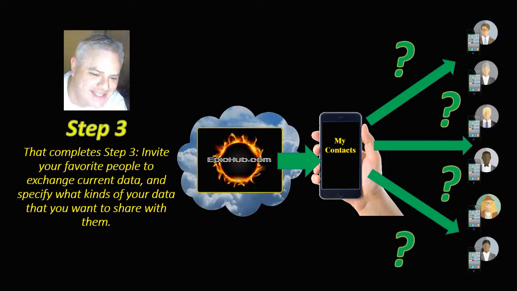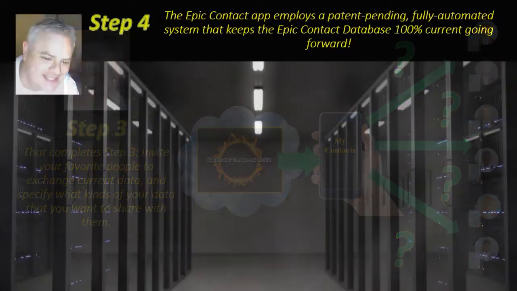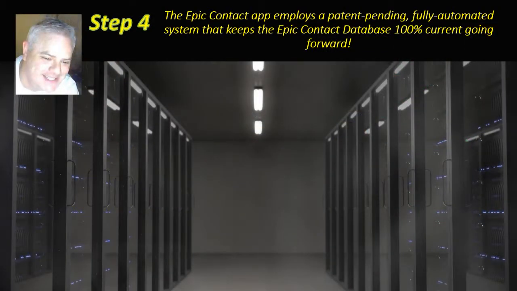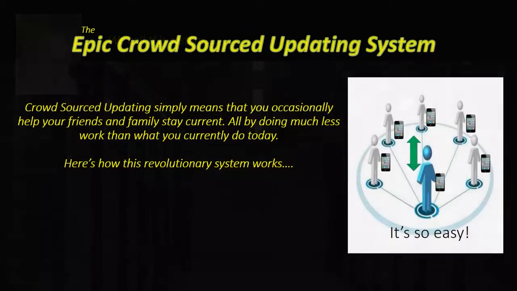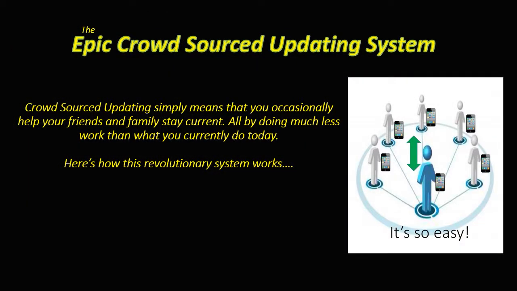Invite your favorite people to exchange current data and specify what kinds of your data you want to share with them. Step 4. The Epic Contact app employs a patent-pending, fully automated system that keeps the Epic Contact database 100% current going forward. We call this system the Epic Crowdsourced Updating System. Crowdsourced updating simply means that you occasionally help your friends and family stay current, all by doing much less work than what you currently do today.